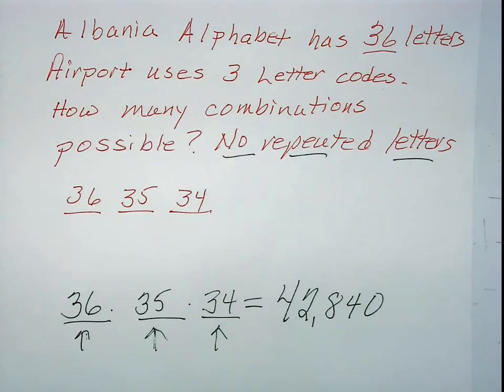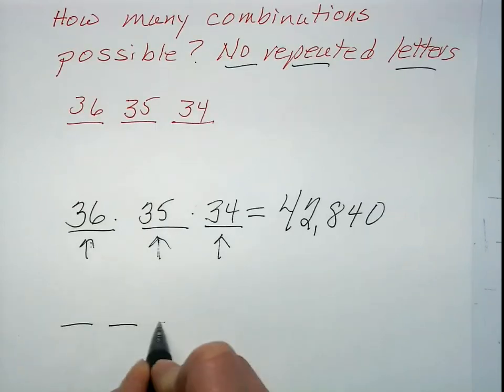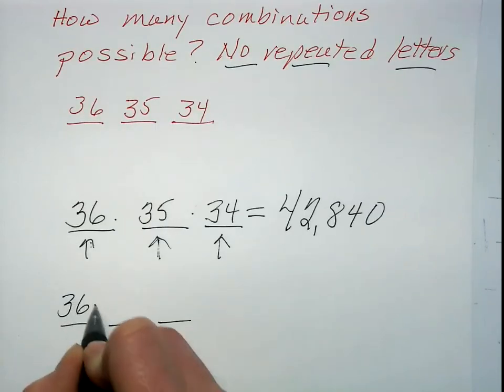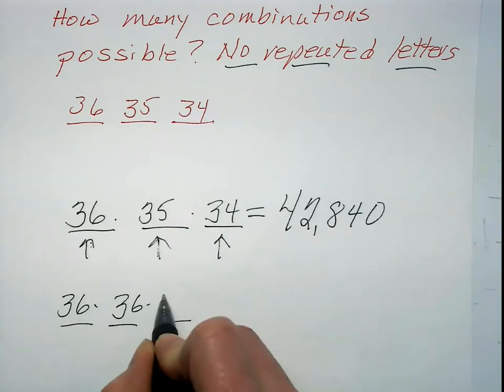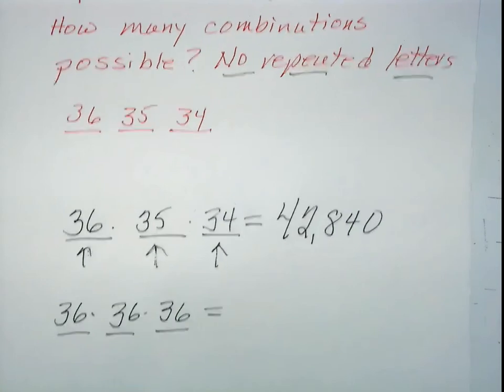And we can make 42,840 different combinations of the Albanian alphabet. Okay? If we could have repeated letters, we could have done 36, 36, 36. And you can do that on your calculator. Okay.